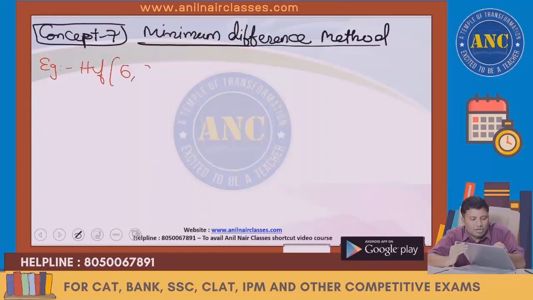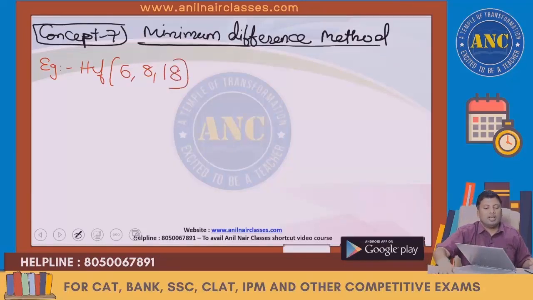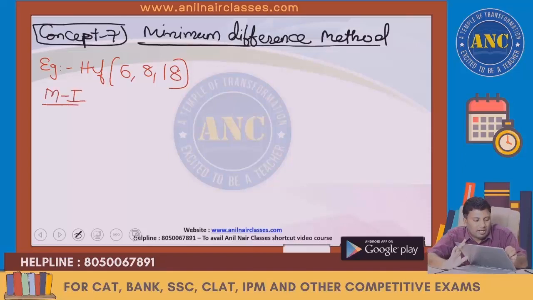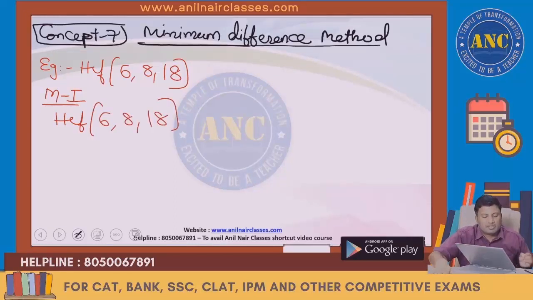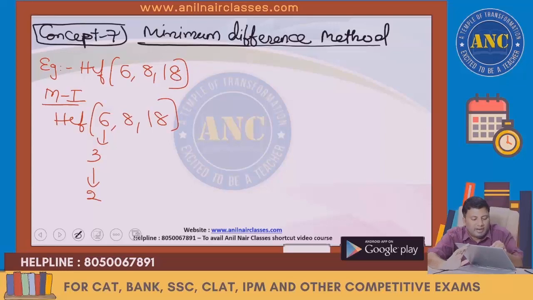HCF of 6, 8 and 18. Method 1: 8 is not divisible by 6. What is the next factor of 6? 3. 8 is not divisible by 3. What is the next factor of 6? 2 will divide 8, 2 will divide 18. It is nothing but 2. Method 1, the factor method.